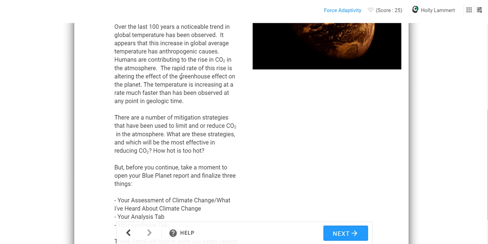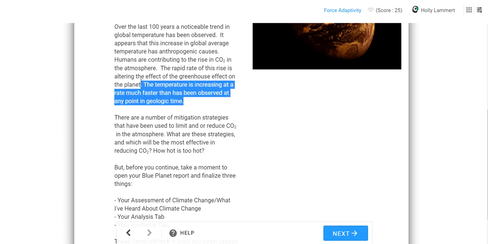Can you recall what the greenhouse effect is? Imagine walking into a greenhouse. It's really warm because the glass traps in the sun's rays. That glass is an analogy to the molecules up in the atmosphere, like CO2 or water vapor, like we explored in our last lessons. The temperature is increased at a rate much faster than has been observed at any point in geological time.